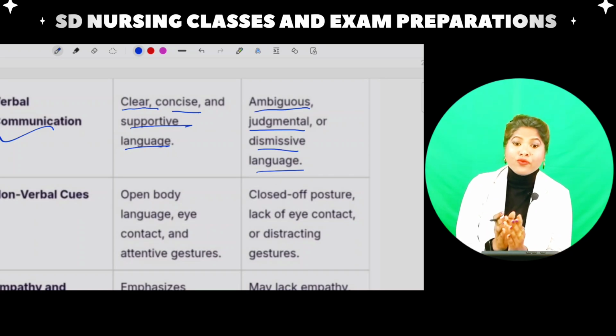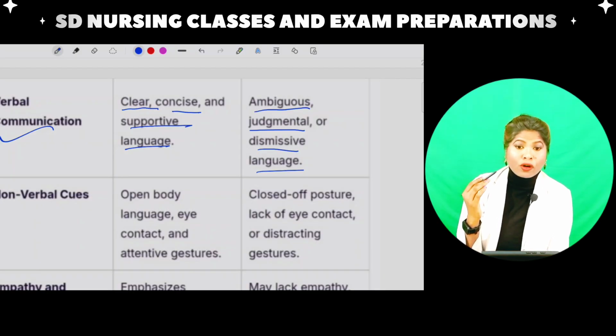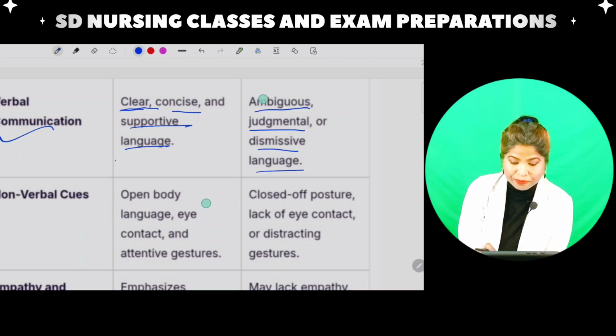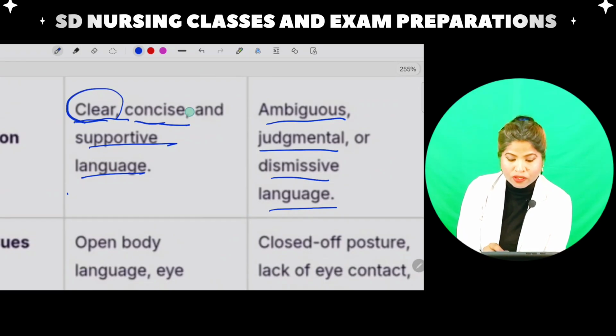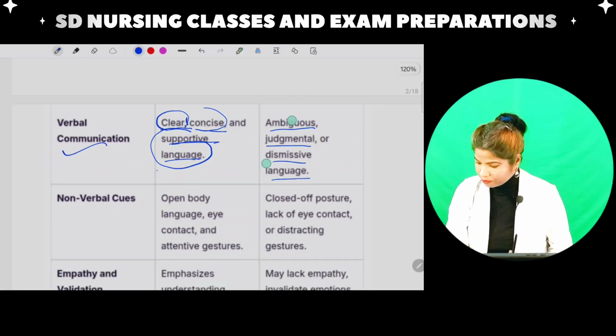Dismissive language: the language you are using, the patient is not understanding, but still you are not thinking about the patient. Oh my god, what language am I using, maybe the patient is not understanding, I have to make him understand in his language, in whichever way the patient can understand, I should talk to him. These things are not coming to you, your sense is not telling you what you are doing. So this is totally non-therapeutic communication. But verbal communication, everything is clear, conscious, supportive language. So this is verbal communication.